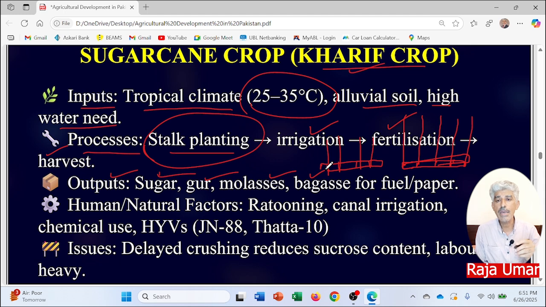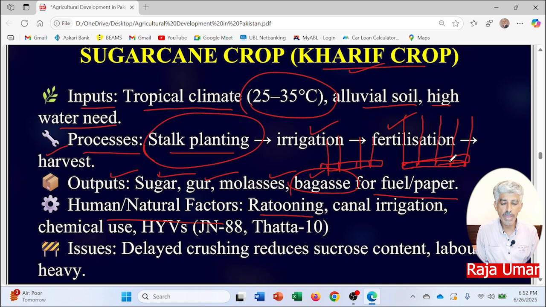Bagasse, the crushed plant body. When sugarcane is crushed and the juice is extracted, the crushed plant body that is left is known as bagasse, and it is used as fuel in the same industry, and power is generated there, what we call biomass. It is also used as animal fodder, for fuel, in the paper industry, and in chipboard and hardboard making industries.